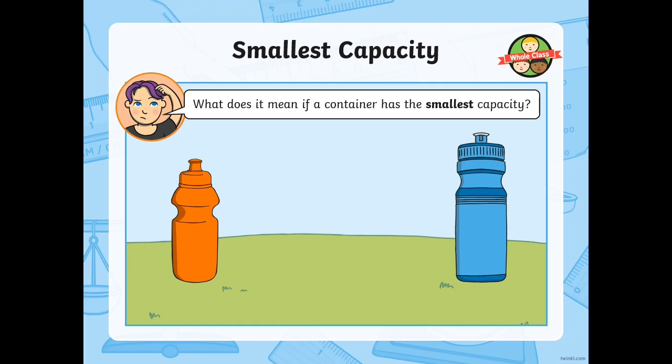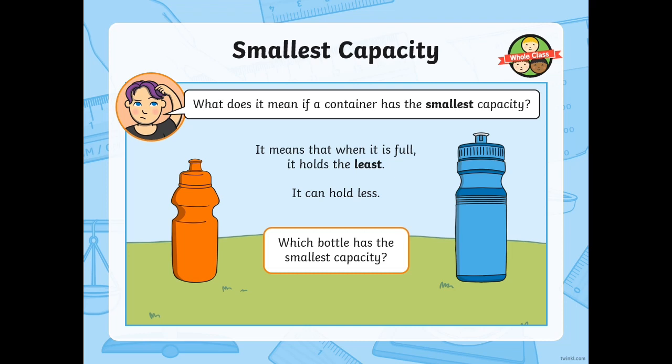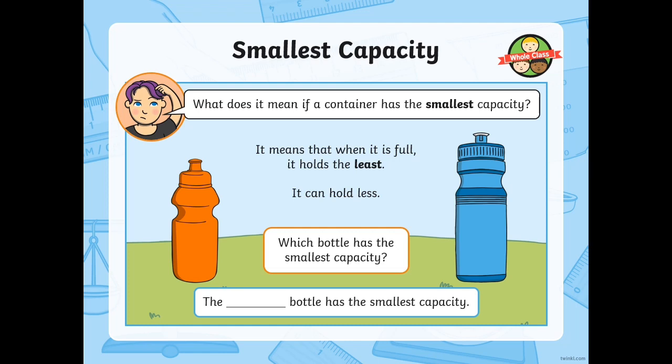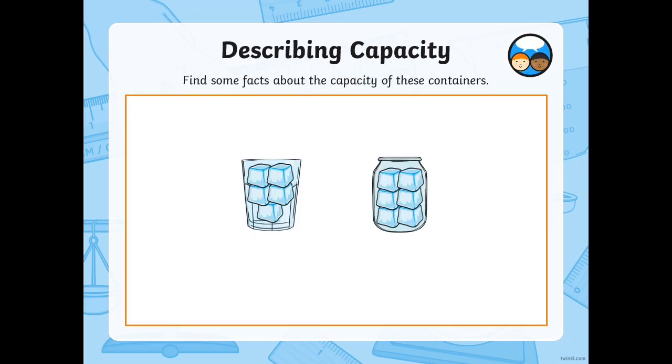Smallest capacity. What does it mean if a container has the smallest capacity? It means that when it is full, it holds the least. It can hold less. Which bottle has the smallest capacity? Which one do you think? That's right, the orange bottle has the smallest capacity.